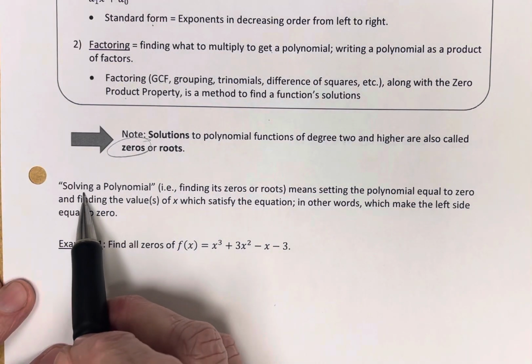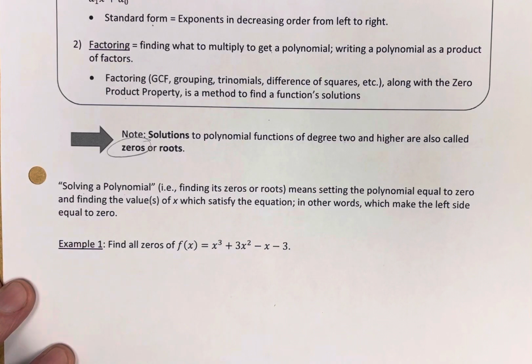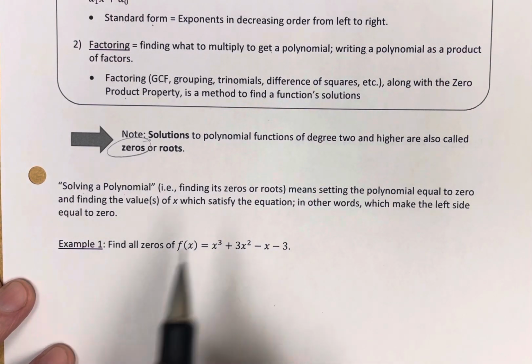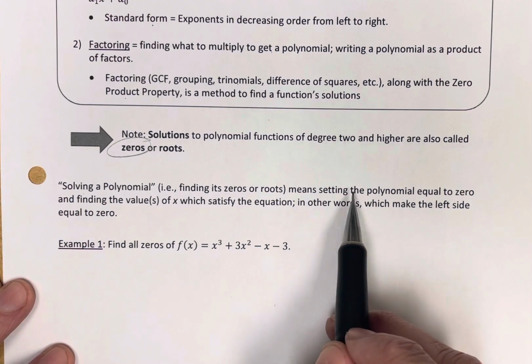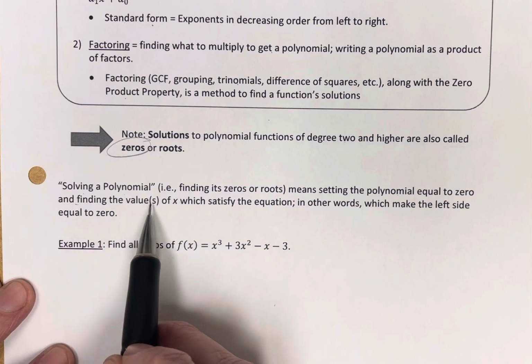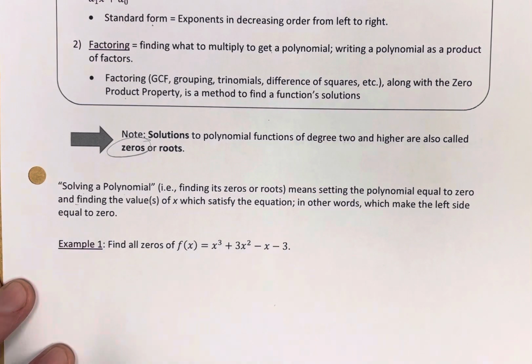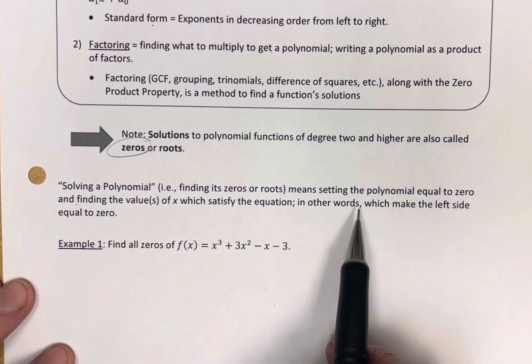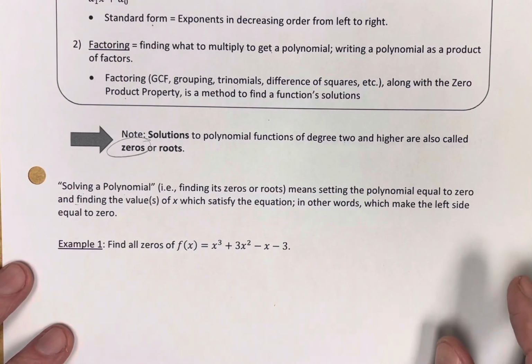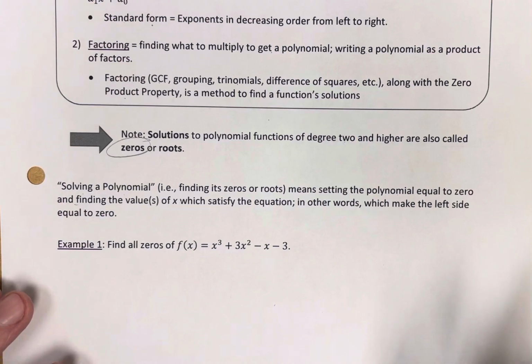So what does it mean to solve a polynomial? It means you want to find its zeros or its roots. You do that by setting the polynomial equal to 0 and finding the values of x which satisfy the equation, in other words, make the left side equal to 0. Let's take a look at how to do that with some examples, and we'll also take a look at our graph.